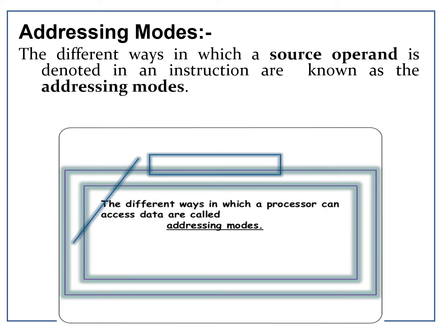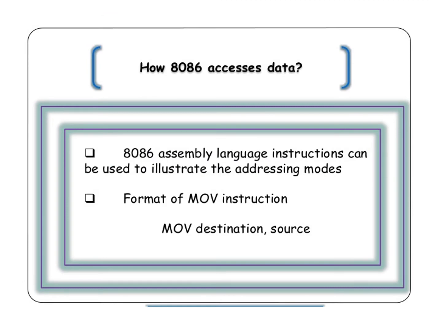Now, the next part is very important, addressing modes. Always asked in exam for 4 marks, addressing modes of 8086. The different ways in which a source operand is denoted in an instruction are known as the addressing modes. So there are a number of modes. So how does 8086 access data?